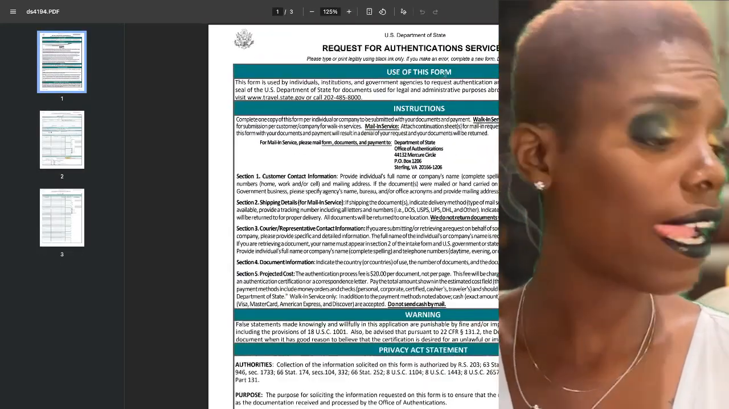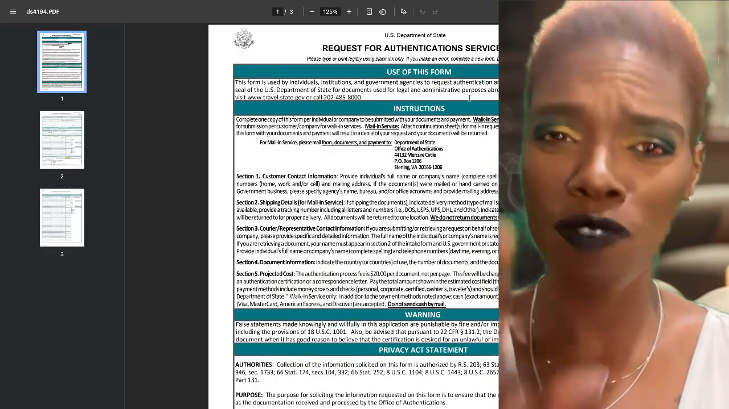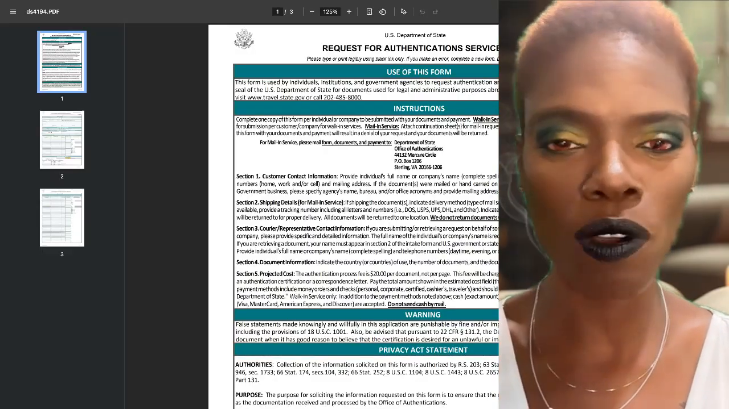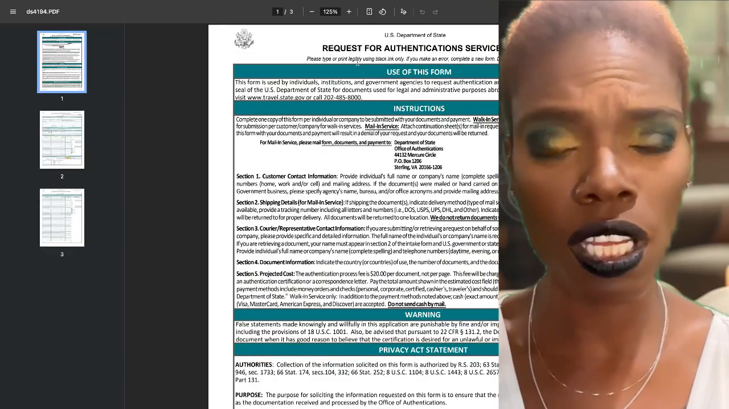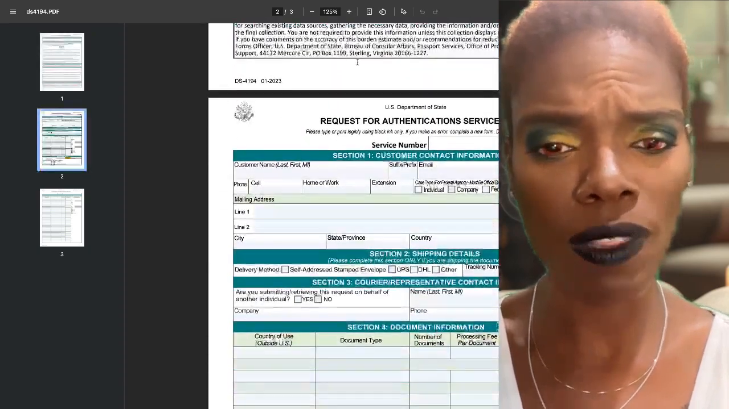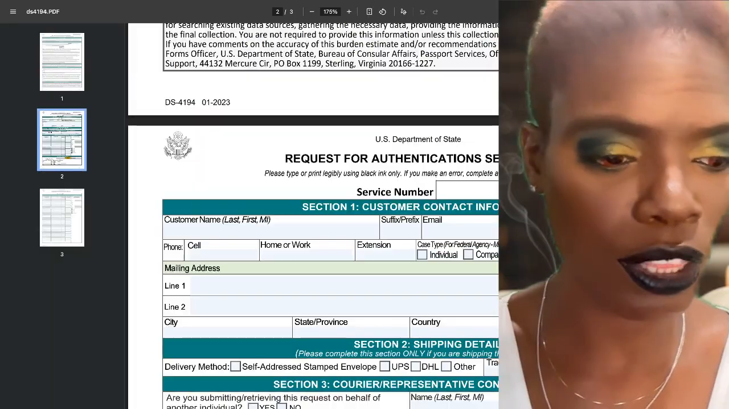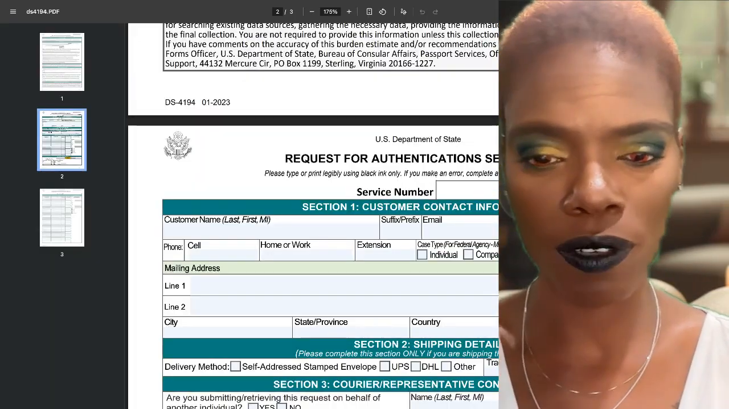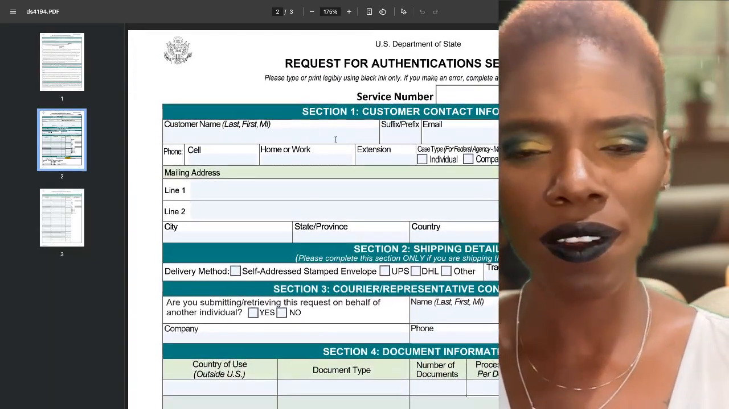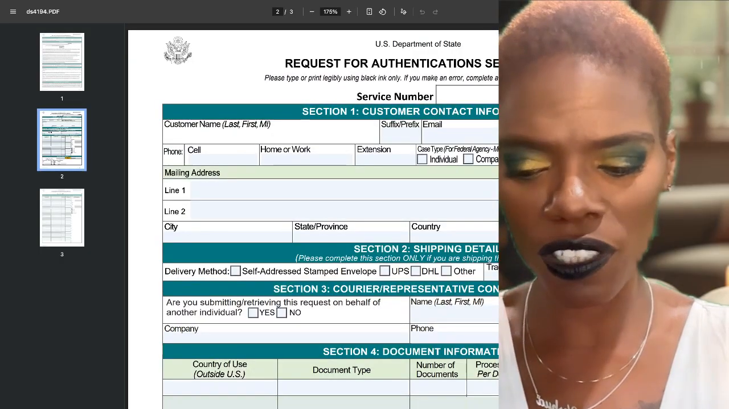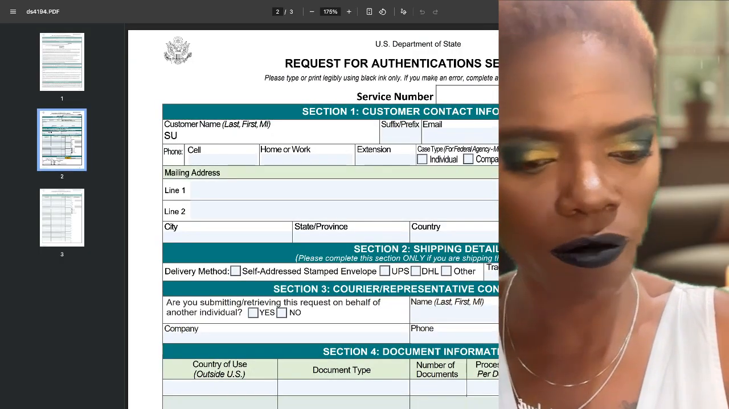So with that package that just came back to you from the state on the 2nd level of authentication, you're going to take that package and pull up this authentication form. This is the 3rd level. This is the federal level, okay? Let's go through it. Last, first, and middle. This is your name.